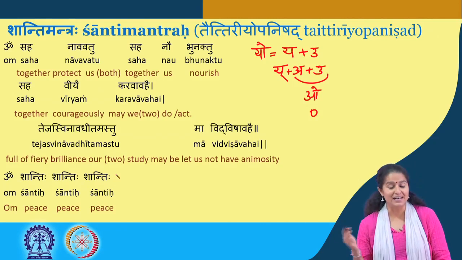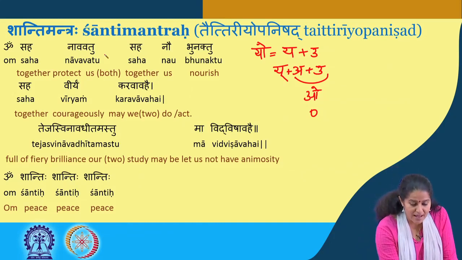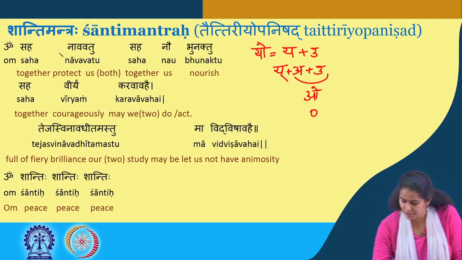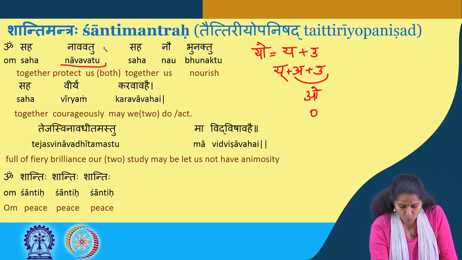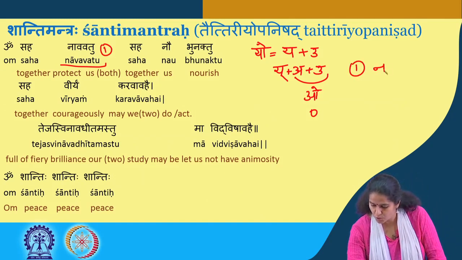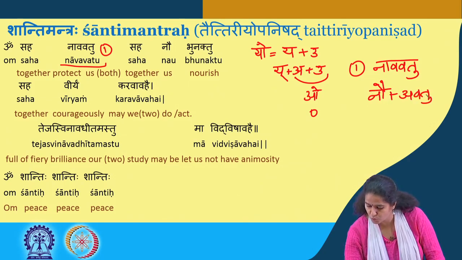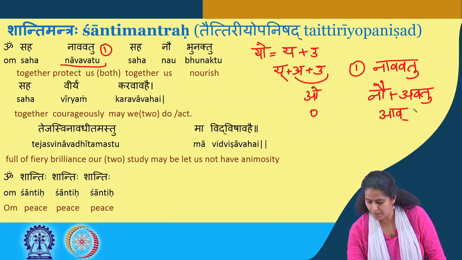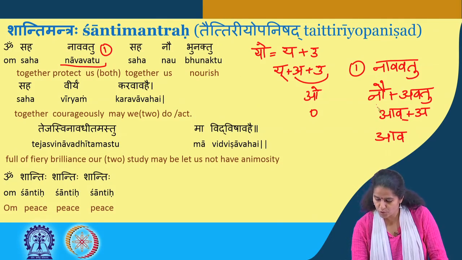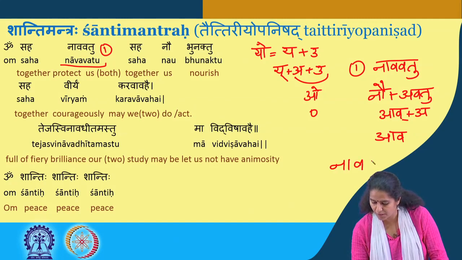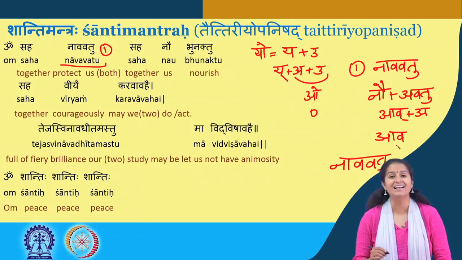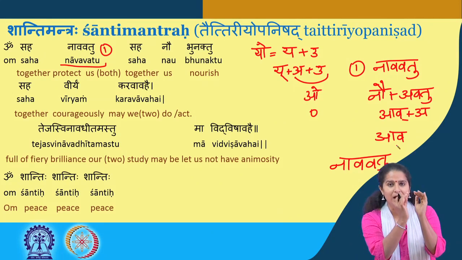Lovely. So here, Saha Na Vavatu, we have another sandhi there. Na Vavatu is a composite of, I will write it for you here so that you can follow it. Na Vavatu is a composite of nau plus avatu. So nau avatu, the au becomes av plus a, so it becomes av. And therefore you see nau avatu becomes navavatu. You see that? So navavatu is actually, if you break it down, nau plus avatu.